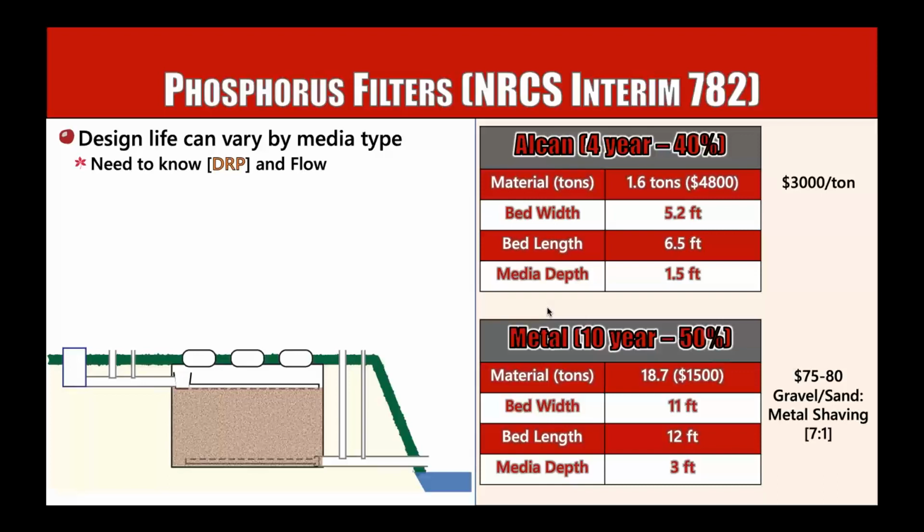We know which one costs more. It also depends on how much space you have within that buffer. If you have a big buffer, maybe you could use metal shavings to capture that tile outflow. If you have a small buffer or smaller footprint, then maybe you have to use the Alcan. So these are some of the things that we're trying to look into with phosphorus filters.